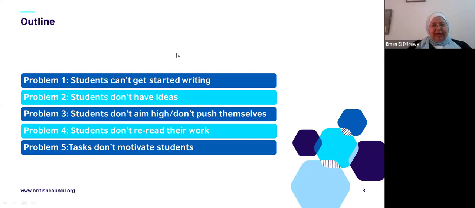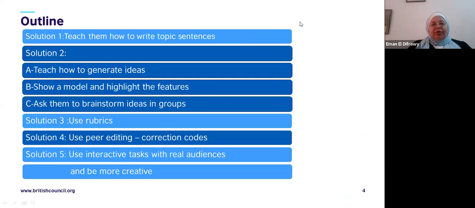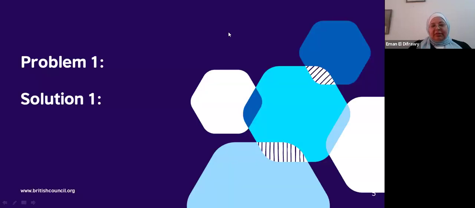Some of the solutions are we're going to teach them how to write topic sentences, how to generate ideas, show them a model and ask them to highlight the features of these models, show them how to brainstorm. We are going to use rubrics with our students, peer editing, correction codes, and how to make writing interactive and creative. So let's start with our first problem.